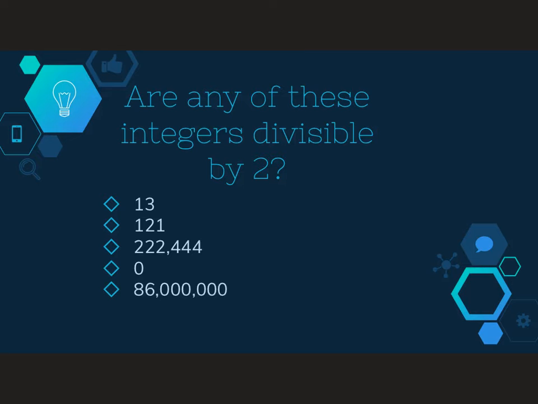So are any of these numbers divisible by 2? Well, check and see. Do any of them end in 0, 2, 4, 6, or 8? Are any of them even? So take a moment, you can pause, see which ones you think would fit that. And here we go. The bottom 3 are. Numbers ending in 3 or 1 would not be, but ending in 4, ending in 0, those definitely are.